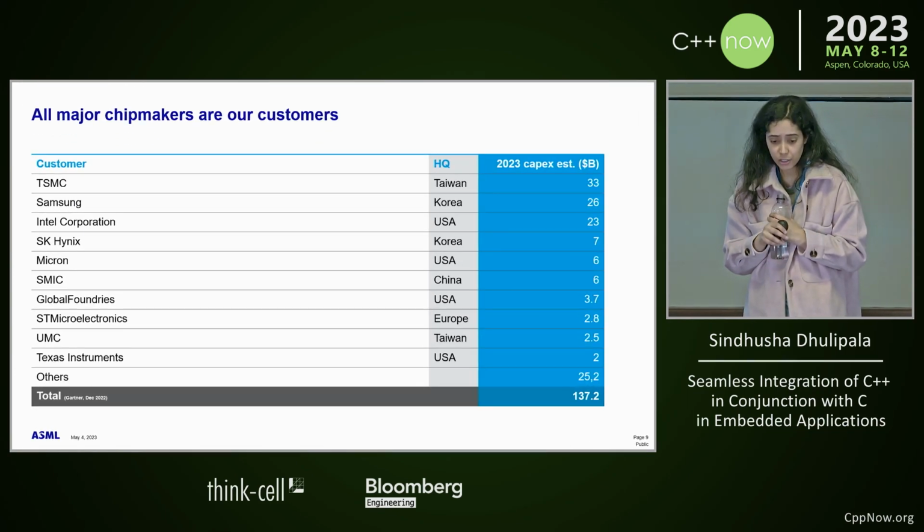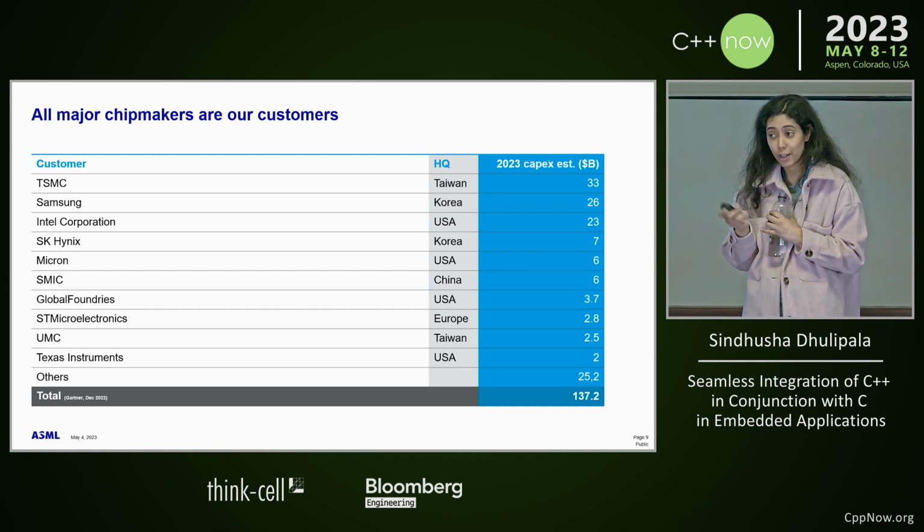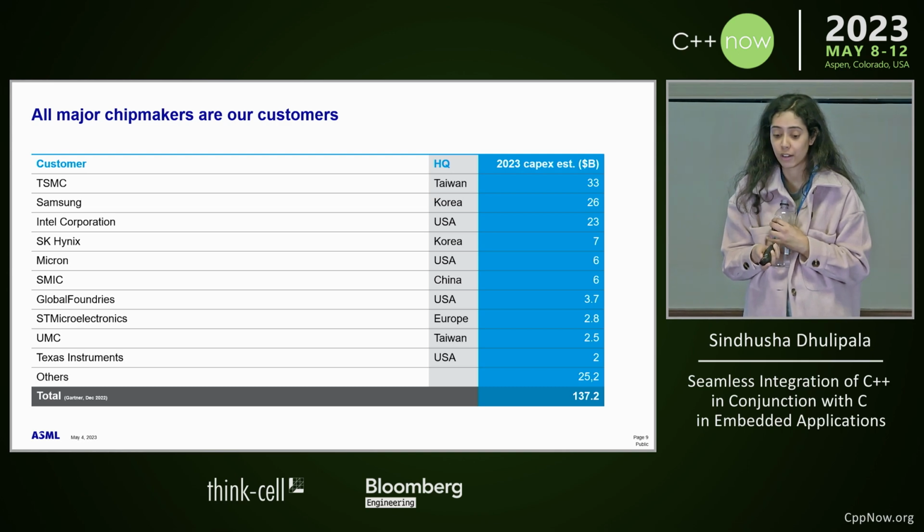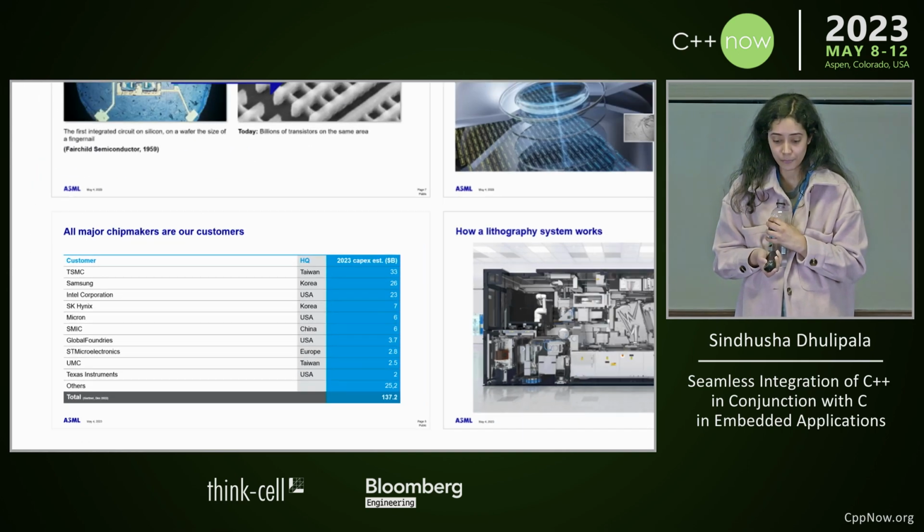Our customers are all the major chip makers. We have TSMC, Samsung, Intel, Micron, Texas Instruments, etc. So if you have a device that uses any of these chips that are manufactured in these places, we probably are the ones providing the machine for them to do it.